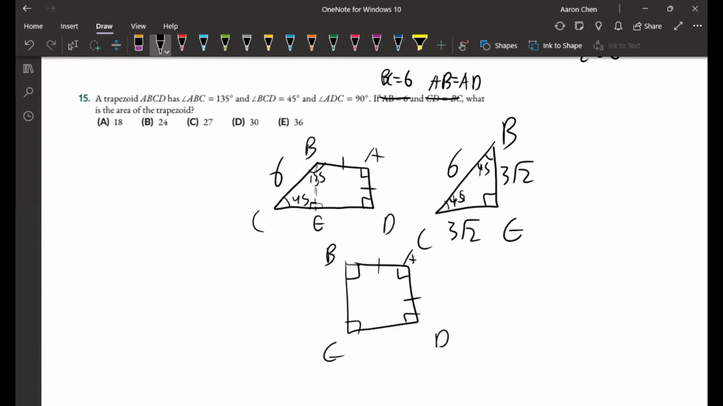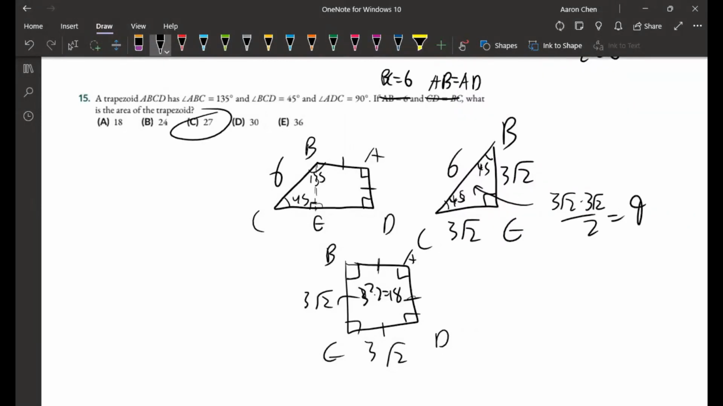And then we also have that these two are equal, and that means ABED is actually a square. We already have that this is 3 root 2, so this is 3 root 2 as well. So this whole area is 3 squared times 2, which is 18. And this triangle here has area 3 root 2 times 3 root 2 over 2, which is 9. Then you add these up to get C, 27. Okay, hold on a second.